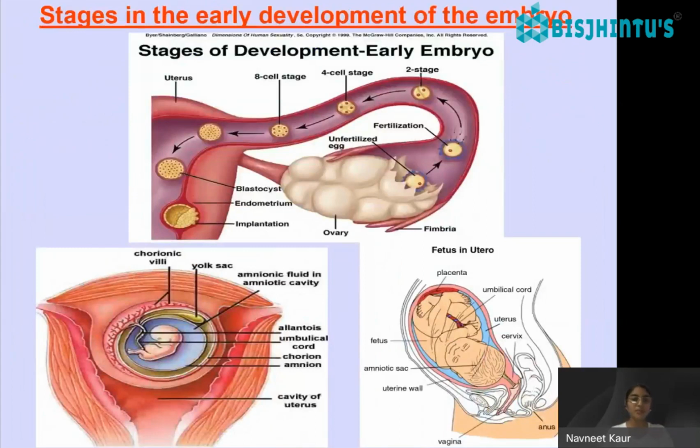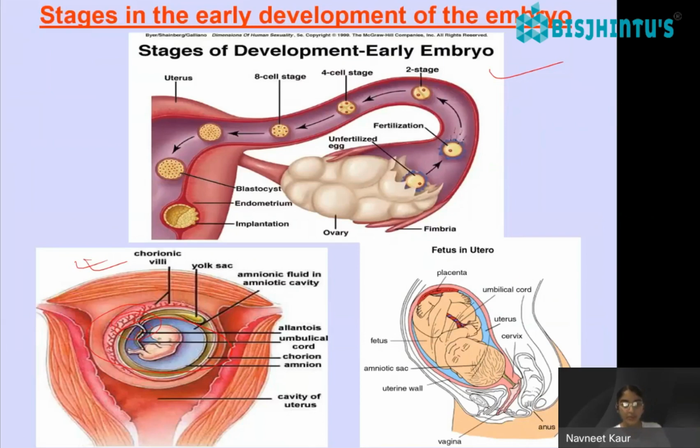Now let's have a look at some of the important diagrams. This was the diagram that we have already discussed in the previous slide. Here it is the diagram where the formation of the placenta takes place. This disc-like structure is the placenta. From here you can see a tube-like structure that is connecting the embryo with the mother. This is responsible for a lot of processes that I have explained to you, like nutrition and the exchange of carbon dioxide and oxygen.